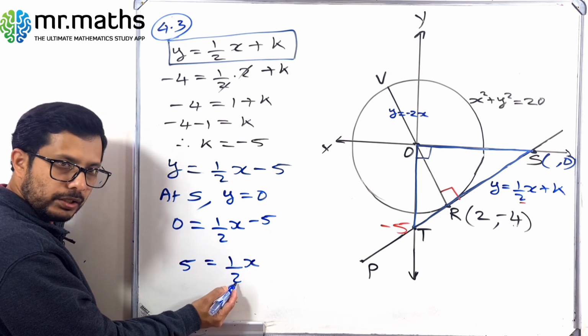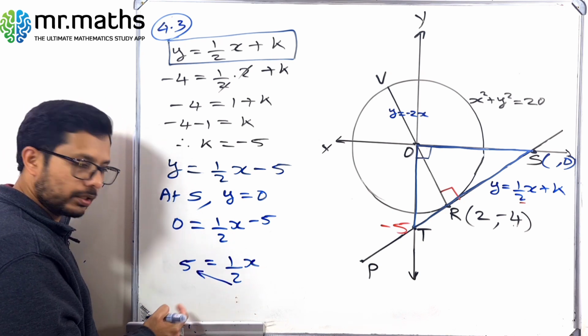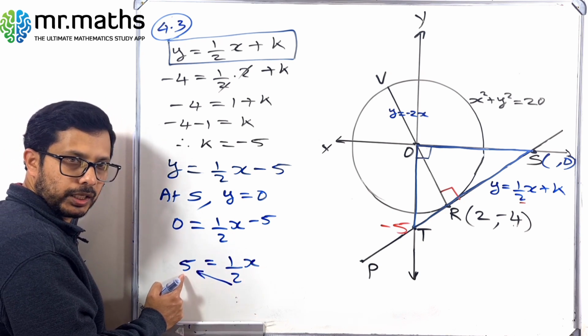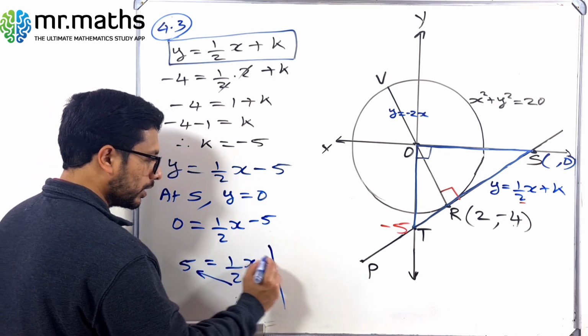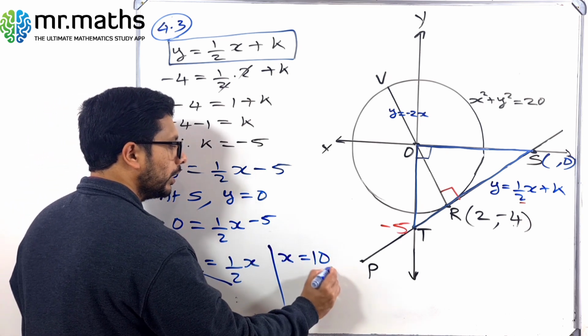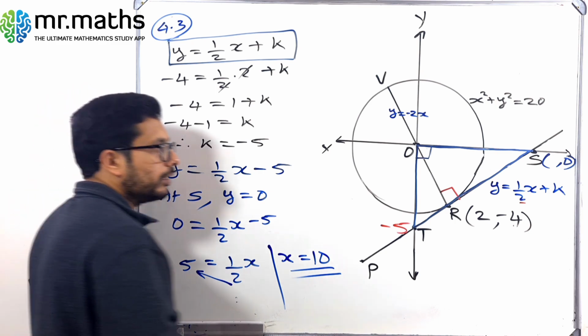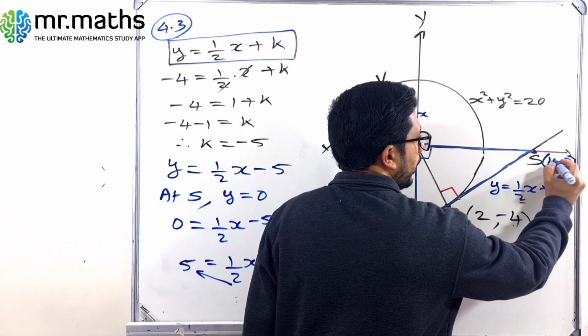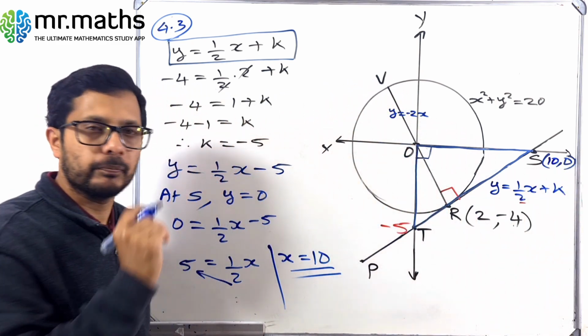So now this is division, so I can cross multiply like this. What is 2 times 5? 10. So what is x? 1 into x is x. x is equal to 10. So it means that at this point S, the x value is 10.